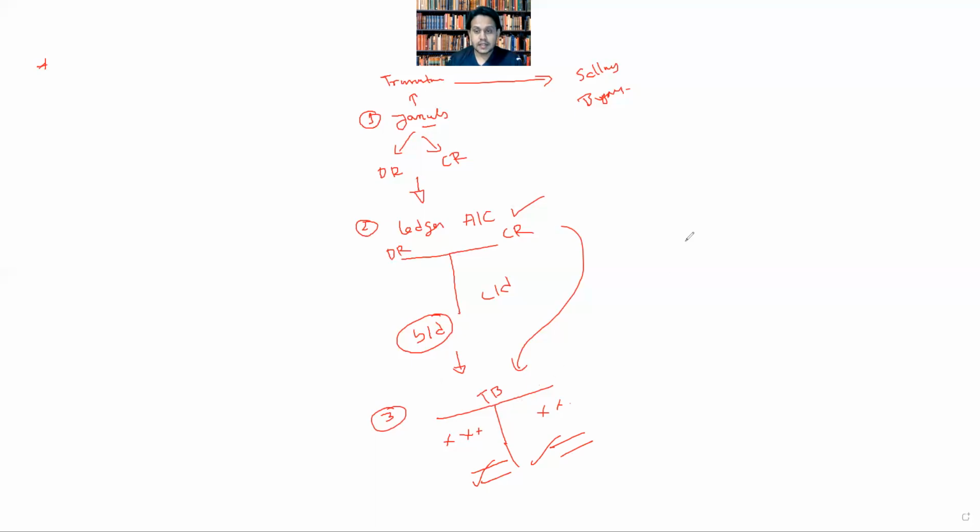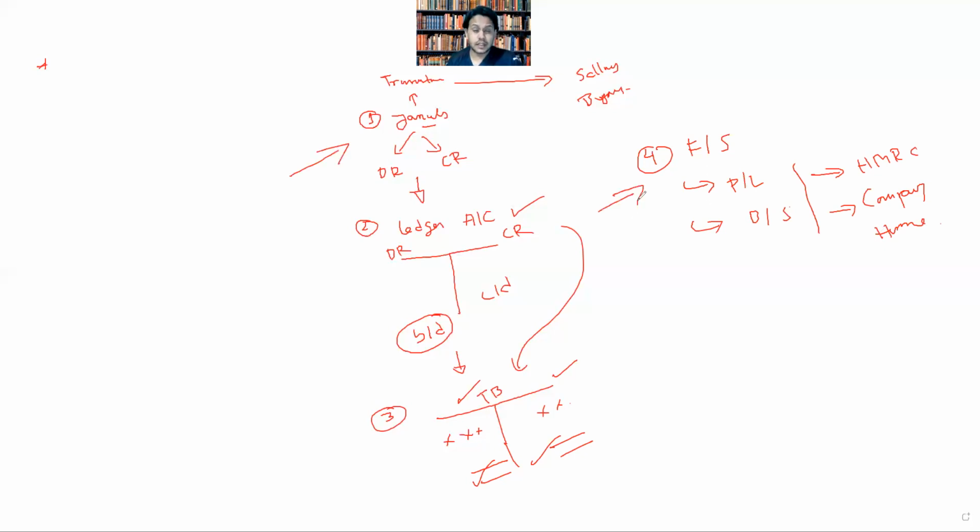And once you prepare the trial balance, the next step is to prepare the financial statement. In the financial statement, we prepare the profit and loss account and the balance sheet. So we use this trial balance to prepare the financial statement. Once we prepare the profit and loss account and the balance sheet, we submit these to HMRC and Companies House. So that means the accounting process starts from journal and ends up with the financial statement.